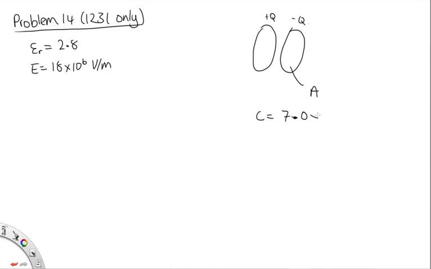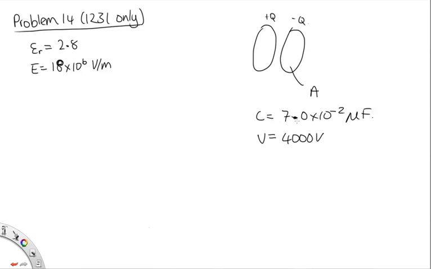7.0 times 10 to the minus 2 microfarads, and the potential difference is set to be 4,000 volts. Now this is the maximum electric field they can withstand, so we're going to need to work out what electric field we have inside the plates here. So we're going to have to use Gauss's law, but to do that we're going to need to know what charge is on each of these plates.